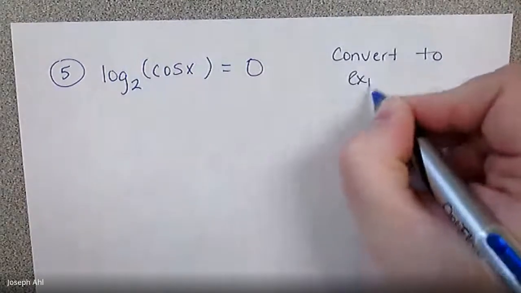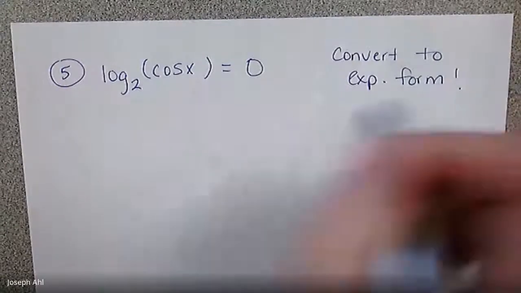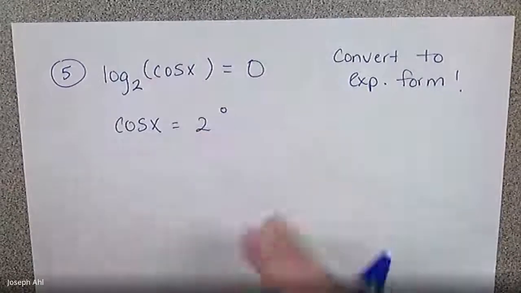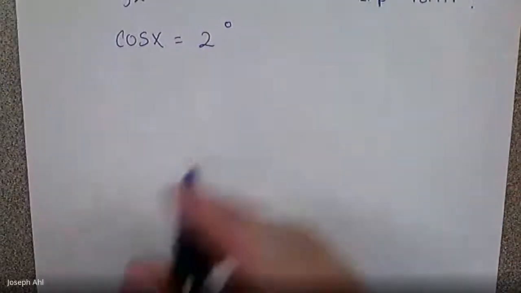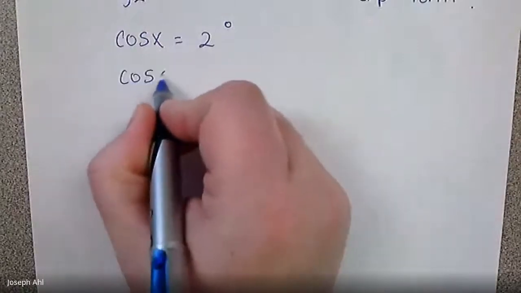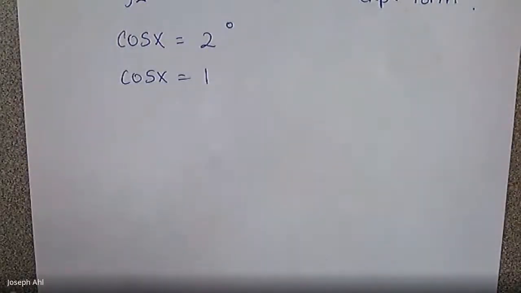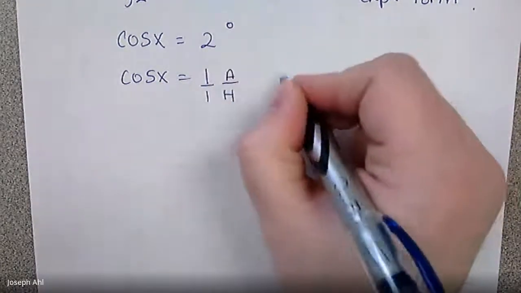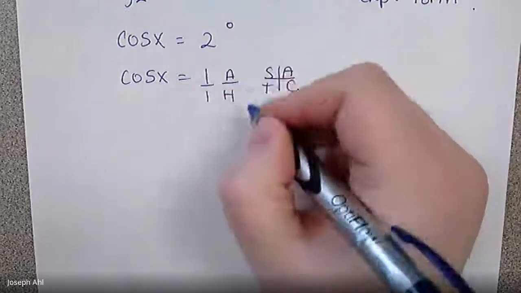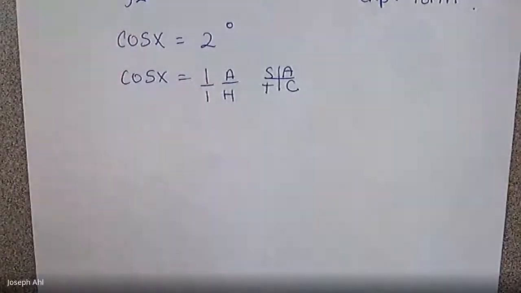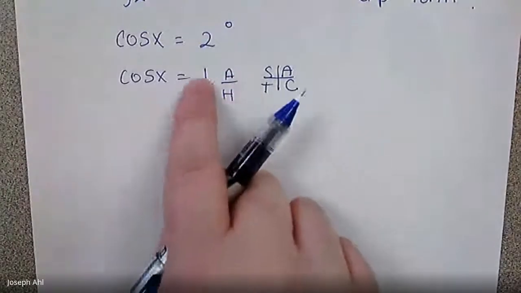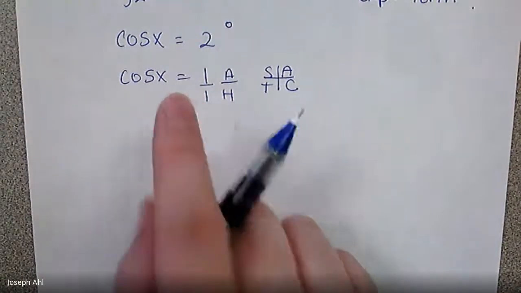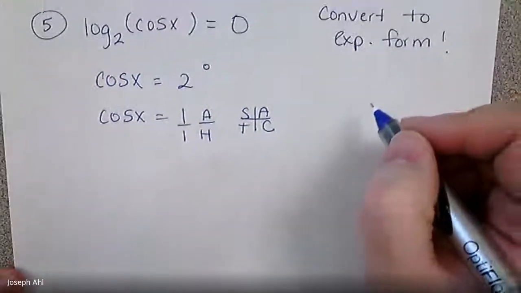Convert to exponential form. So remember, exponential form would say that 2 to the 0 equals cosine x. Cosine x equals 2 to the 0. And if 2 to the 0 we know is 1, now I want to figure out when does cosine of x equal 1. I'm going to give you a little bit of a hint. Before you jump right into triangles like we usually do for all-star trig class, this is going to be the same issue we ran into in the last example with sine. If the adjacent and hypotenuse are both 1, it's not an example of looking at triangles. This is going to be an example of either unit circle or the graph.